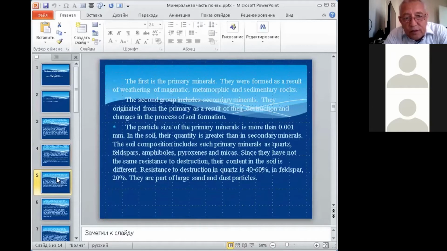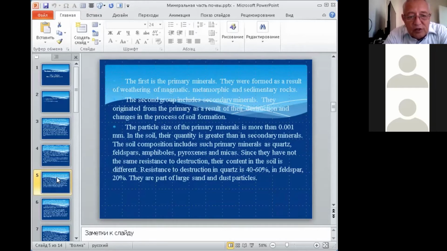The second group includes secondary minerals. They originate from the primary ones as a result of their destruction and change in the process of soil formation. The particle size of the primary minerals is more than 0.001 millimeter. In the soil, their quantity is greater than secondary minerals.